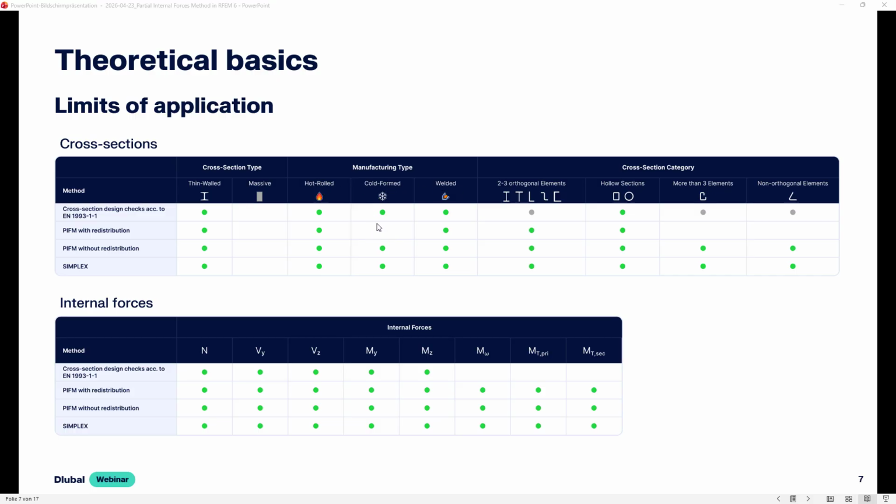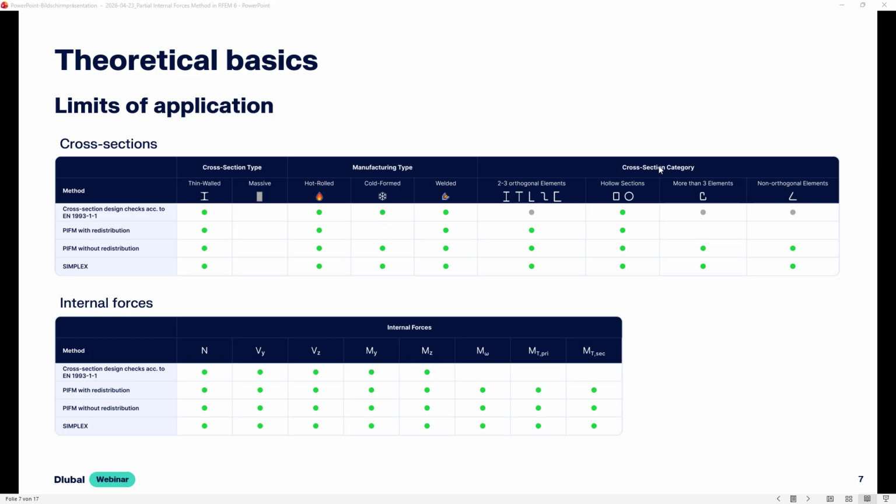There's one exception, and that is the PIFM with redistribution. This is not permitted for cold formed profiles. So in this case, you would have to switch to the PIFM without redistribution or the simplex method, or you can also use the EC3 design checks.